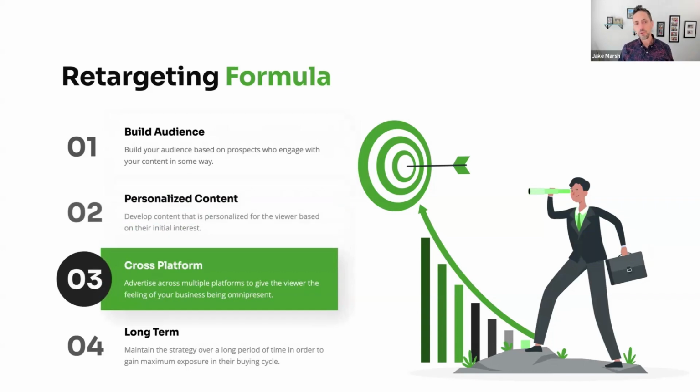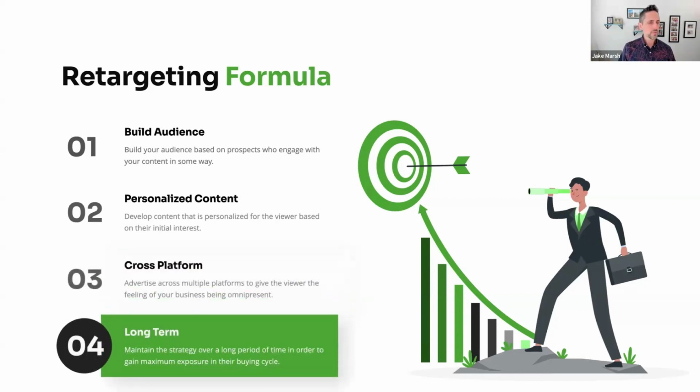Cross-platform, so we are able to find someone watching a video on YouTube or Google and then start advertising on Facebook or vice versa. So we want to kind of get that well-rounded, again, omnipresence kind of thing going. That is the way we do that with cross-platform advertising. And then long-term, we want to stay in front of them until they convert. Ideally, we'll find out yes or no one way or the other.